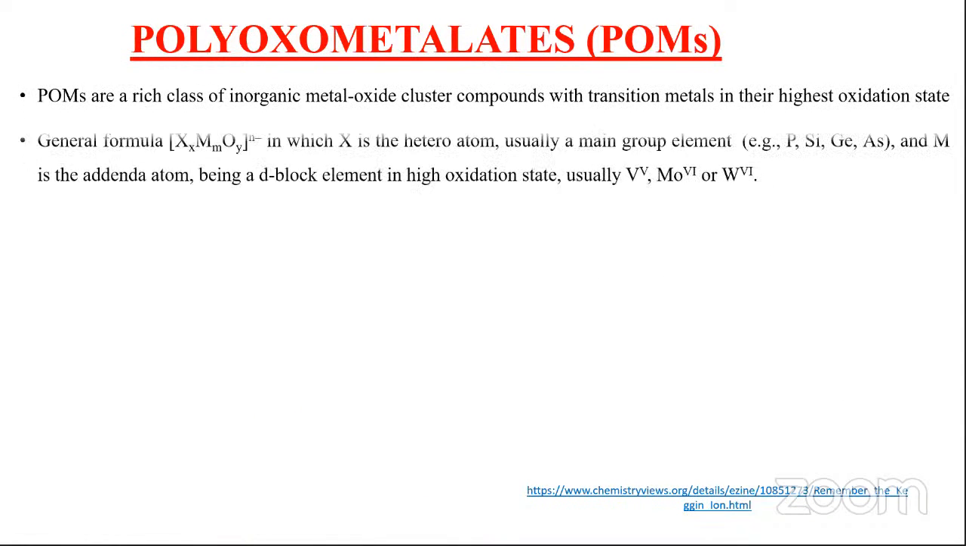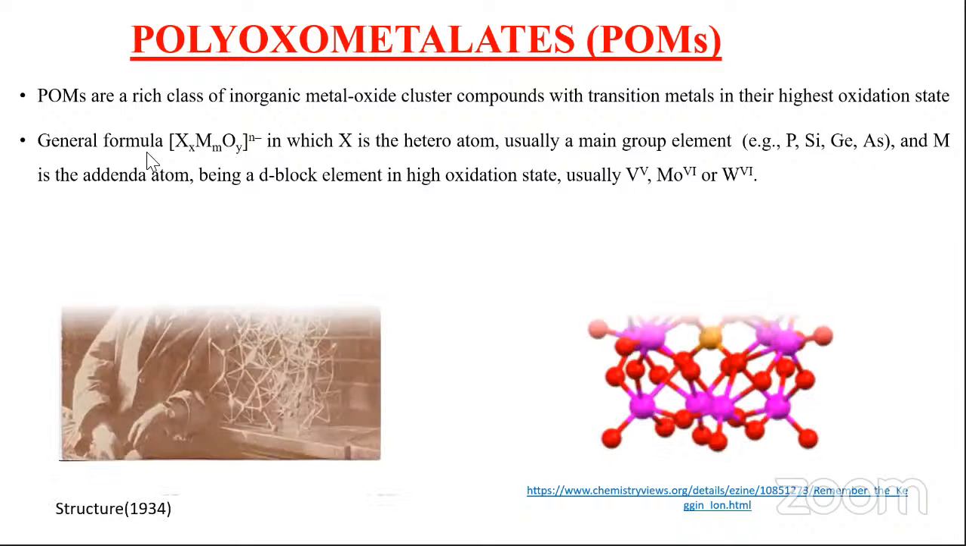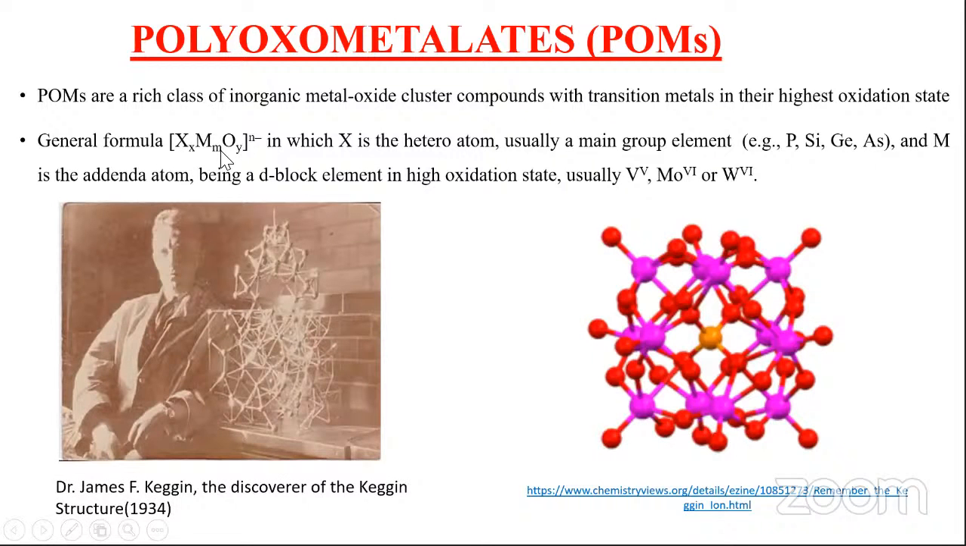What is polyoxometalate? Polyoxometalates are a rich class of inorganic metal oxide cluster compounds with a transition metal in its highest oxidation state. The general formula of the polyoxometalate is [XxMmOy]n-. In this, X is the heteroatom, which can be from the main group, for example phosphorus, sulfur, germanium, arsenic, etc. And M is the addenda atom, which is a d-block element and should have a very high oxidation number.